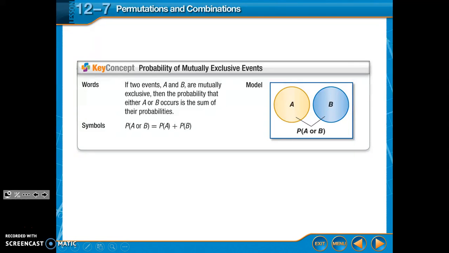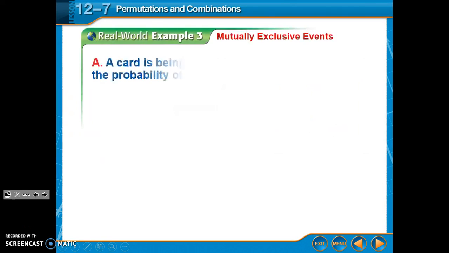Okay, mutually exclusive events. If 2 events, A and B, are mutually exclusive, then the probability that either A or B occurs is the sum of their probabilities. So we're not saying that A and B both have to occur, we're just saying what's the probability that this is going to happen or this is going to happen. So we find the probability of A, and we find the probability of B, and we add them together, and that's going to be the total probability that either one of them might happen.